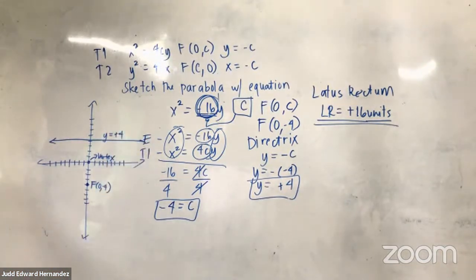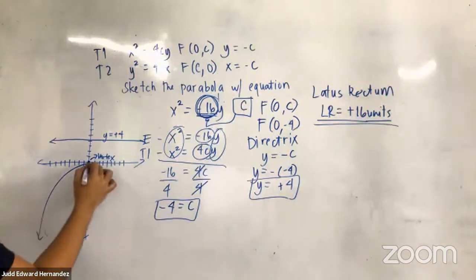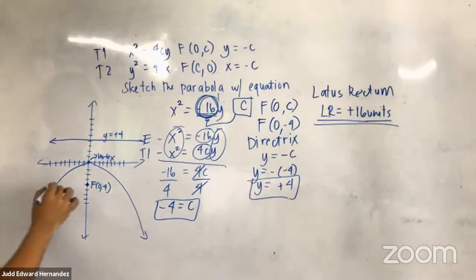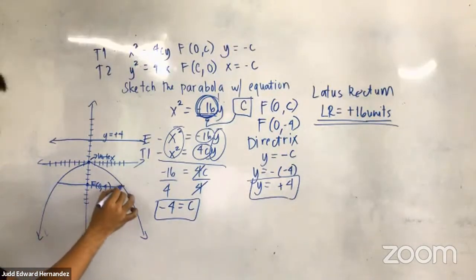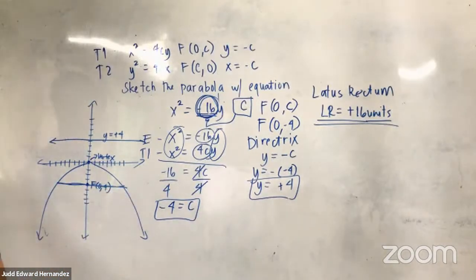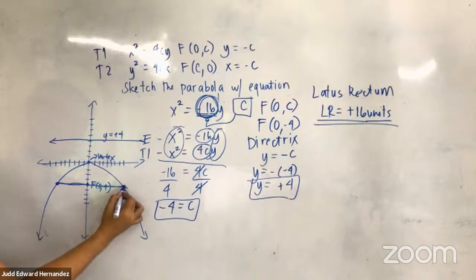So, asaan kaya papunta yung parabola natin? Pababa. Where does this open? Pababa ngayon. It opens downward. Okay? If this opens downward, is this the latus rectum? Yes. Tatanungin ko kayo ulit ha. What are the endpoints of the latus rectum?